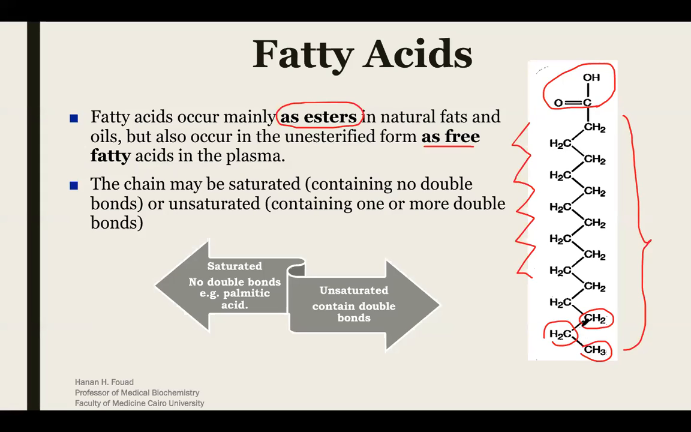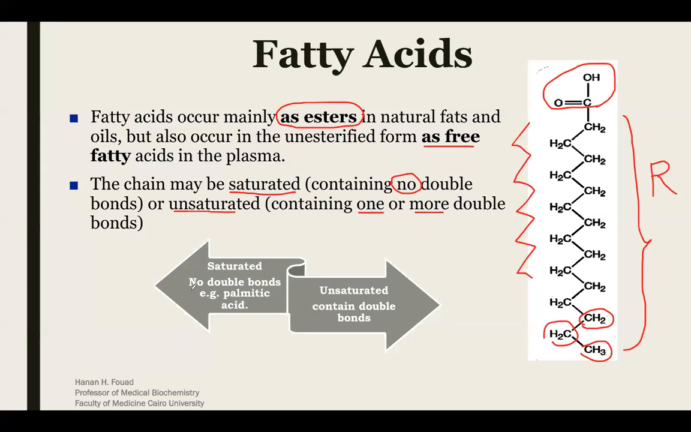So a fatty acid has a tail. The tail is termed by the symbol R. R is the hydrocarbon tail. And this is the head of the fatty acid, which is the hydroxyl group. Fatty acids may be saturated, meaning they have no double bond, or unsaturated, containing one or more double bonds.